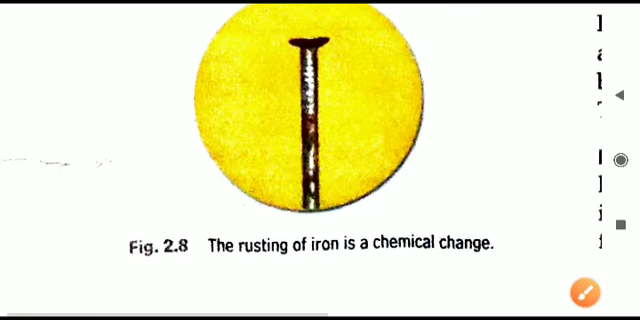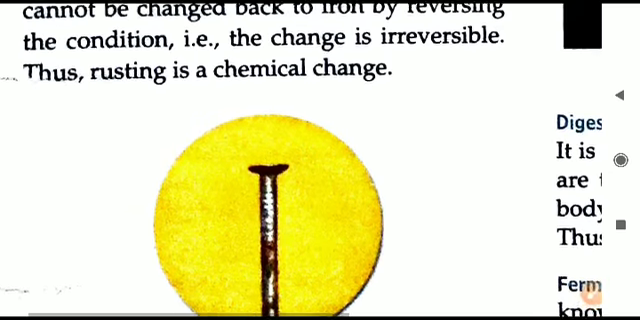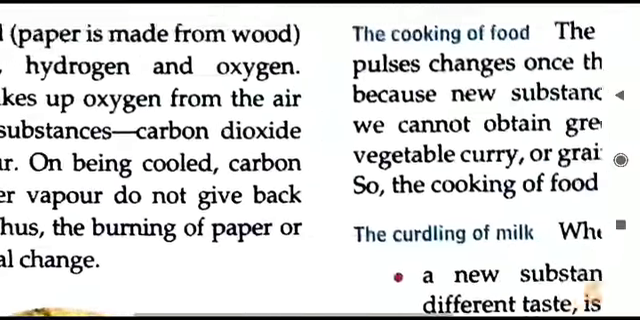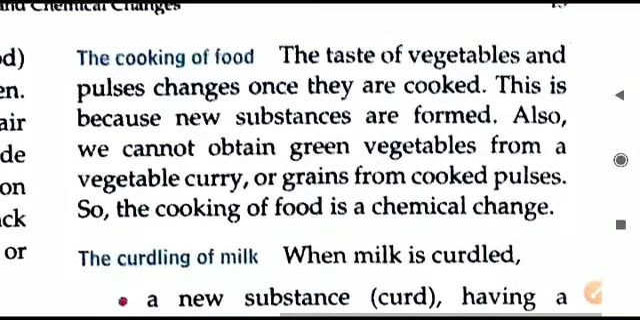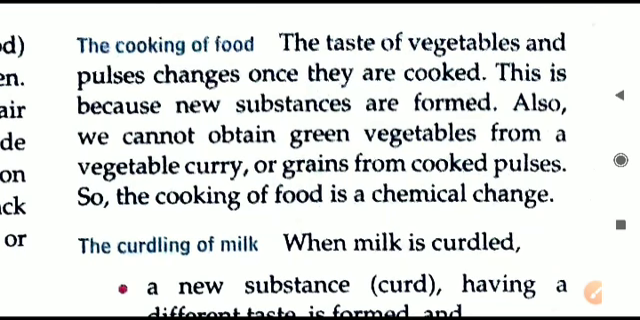Rusting is actually making the iron objects very weak. Over a period of time they can easily break. Although iron is a very strong metal, it can easily break after rusting has taken place.